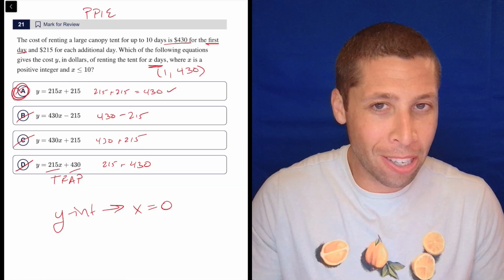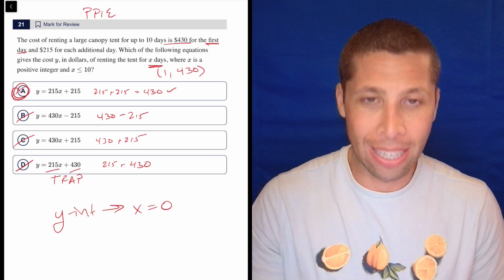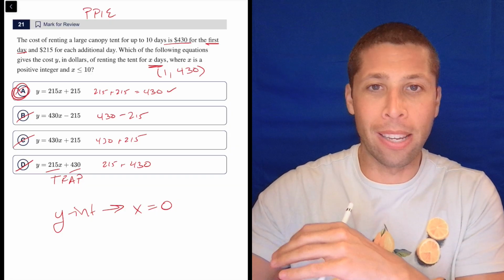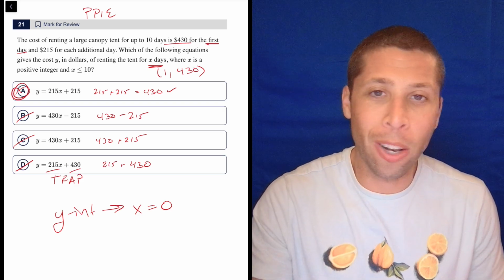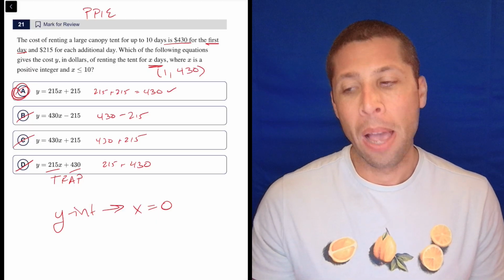Why would there be an x equals 0 in a situation where you're counting the number of days you're renting a tent? There's no 0 days. You don't just randomly give tent companies money. You rent it for a certain number of days. So this 430 is not a y-intercept because it's not where x is equal to 0. It's where x is equal to 1. But none of that matters.